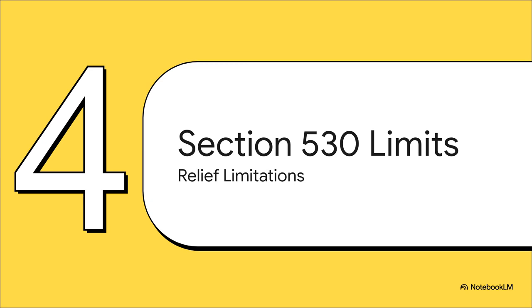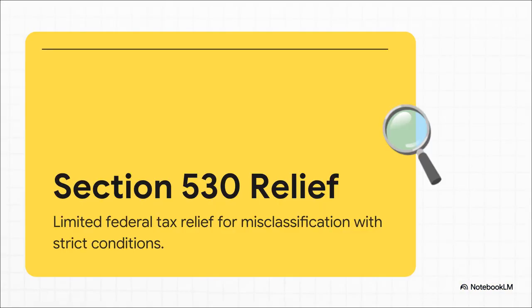Let's move to Part 4, Section 530, Relief Limits. Now, sometimes you'll hear folks talk about IRS Section 530 as a sort of emergency ripcord or a get-out-of-jail-free card. We need to be crystal clear about what it actually does. It provides limited relief from federal employment tax liability, but only if you meet three very strict conditions. You must have a reasonable basis for treating them as contractors, you must have treated all similar workers consistently, and, this is the big one, you absolutely must have filed your 1099 NECs. No 1099s filed, zero relief.